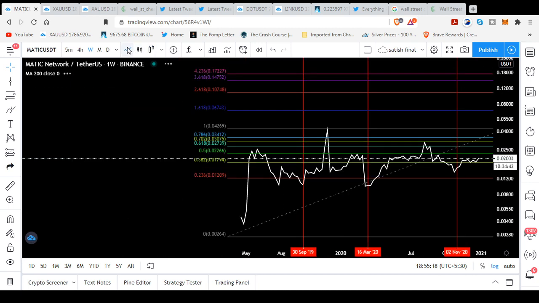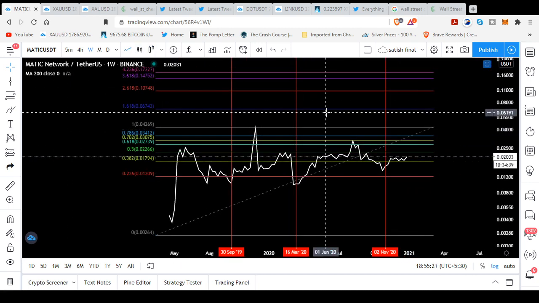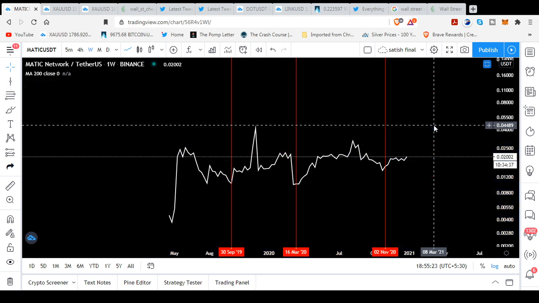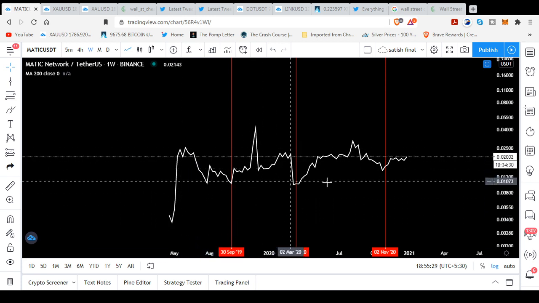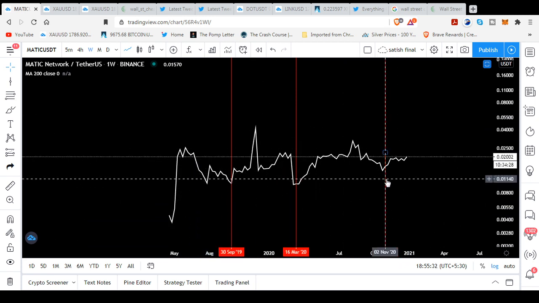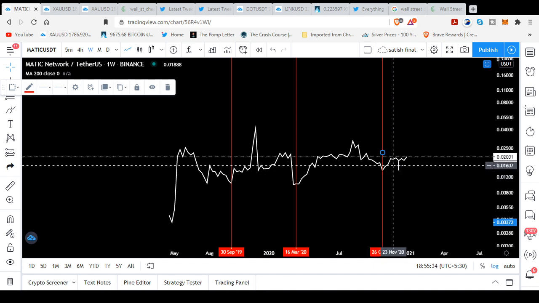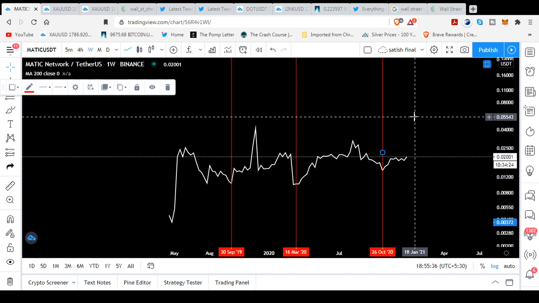Let me go to the line chart. I am just deleting the Fibonacci levels. See, I have subdivided this entire accumulation zone into three parts: the first cycle, the second cycle, and the third cycle. What's going on now? Here is the final thing, a small accumulation which can boost up to the previous ATH.